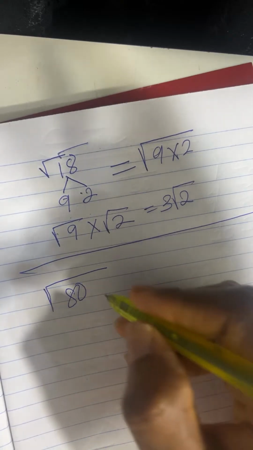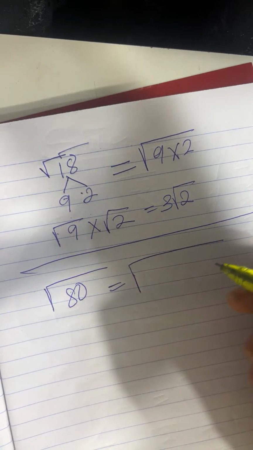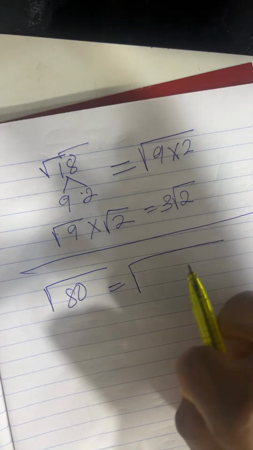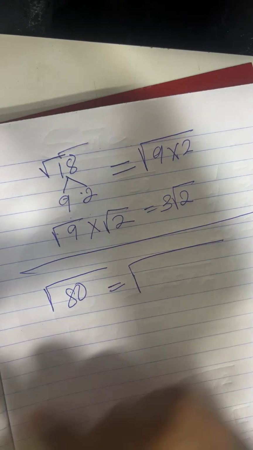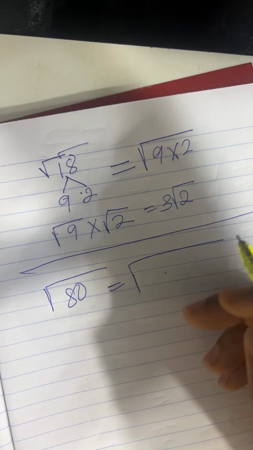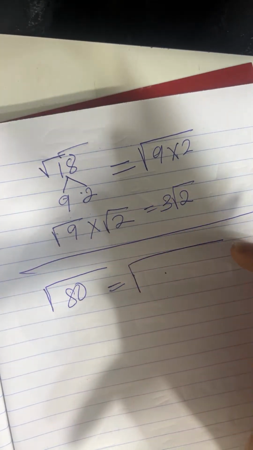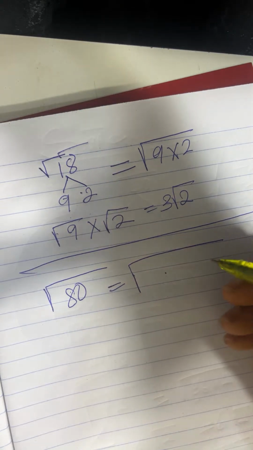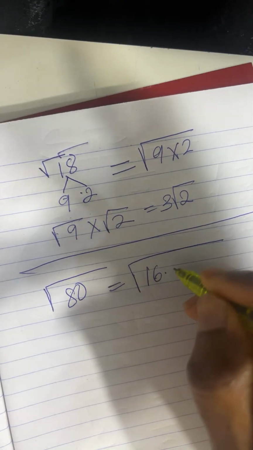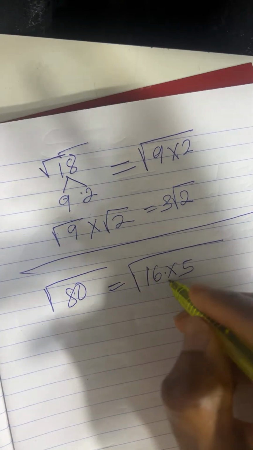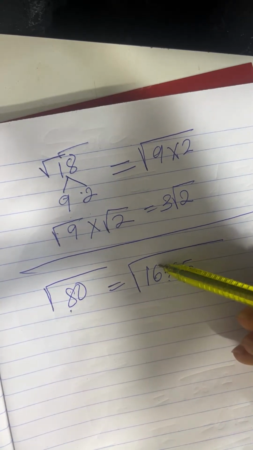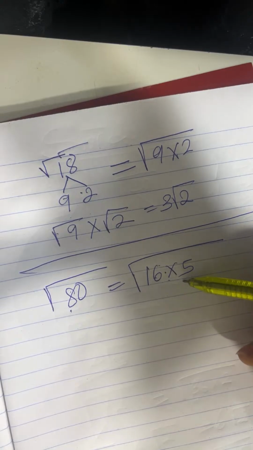So we have the next one, which is root 80. Can you guess the perfect square we are going to use? If you have this type of number, we are looking at root 80. So which perfect square is best for it? The best perfect square to use is the product of 16 and 5. You know, 16 times 5 is 80. But all you have to note is that 16 is a perfect square, while 5 is not.